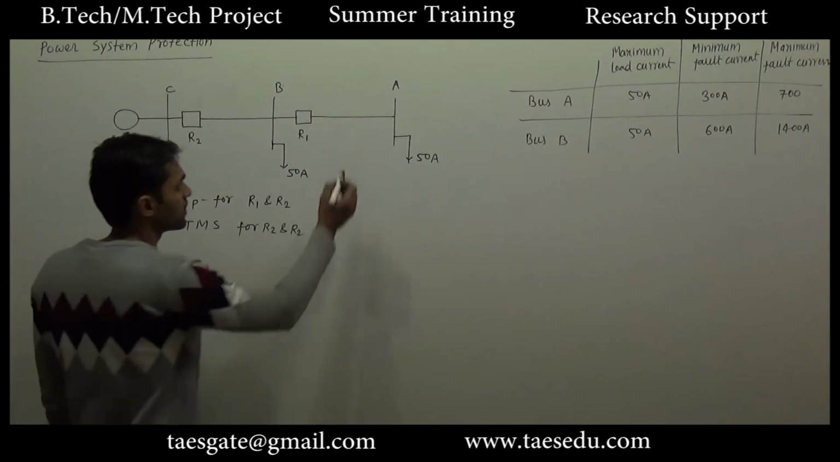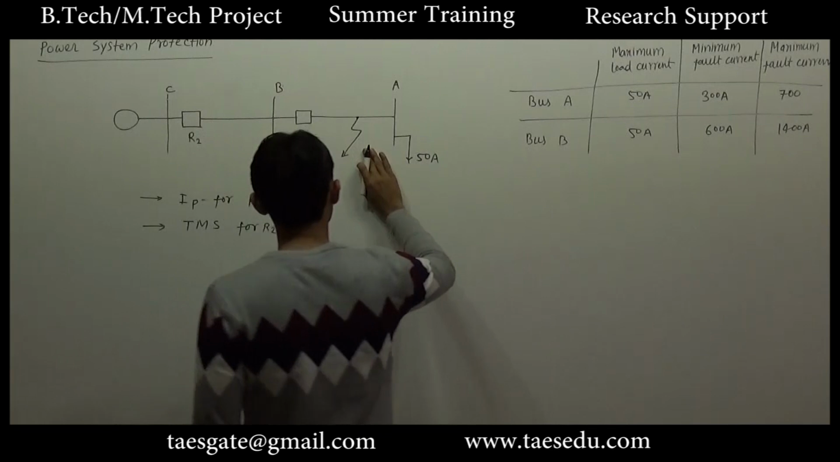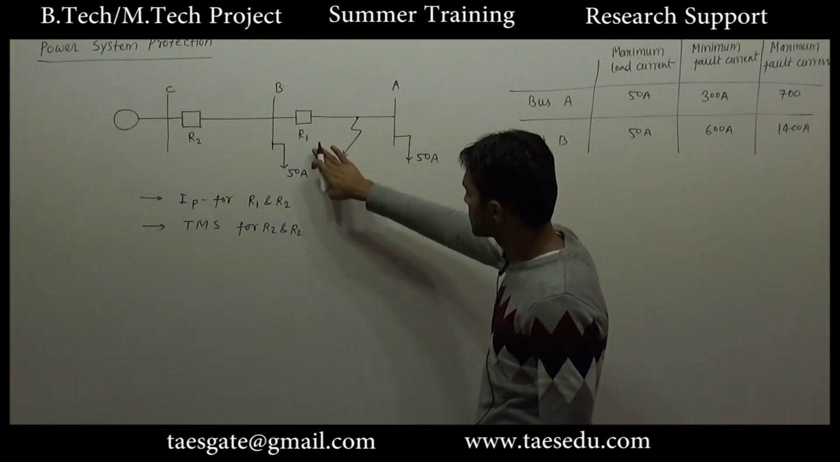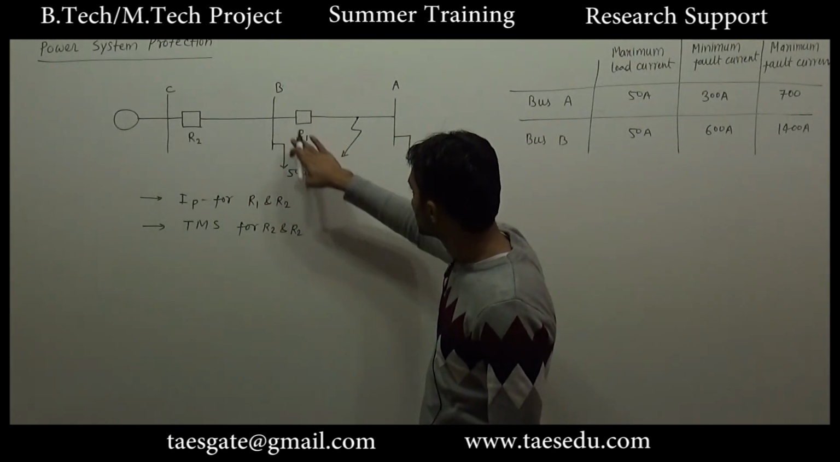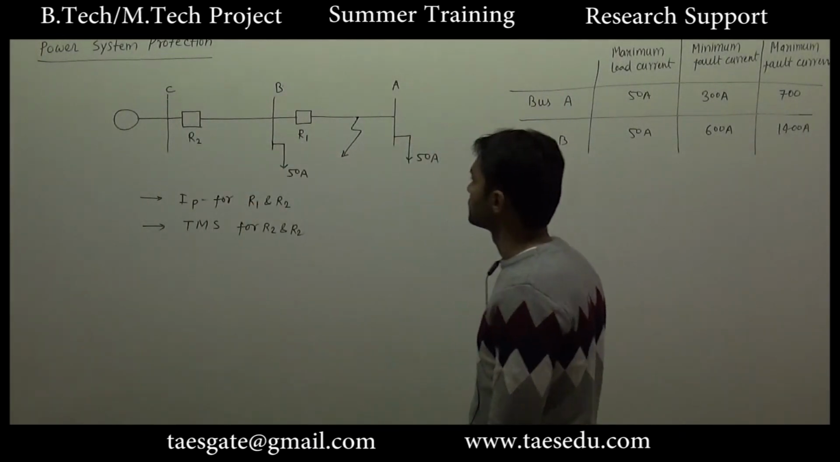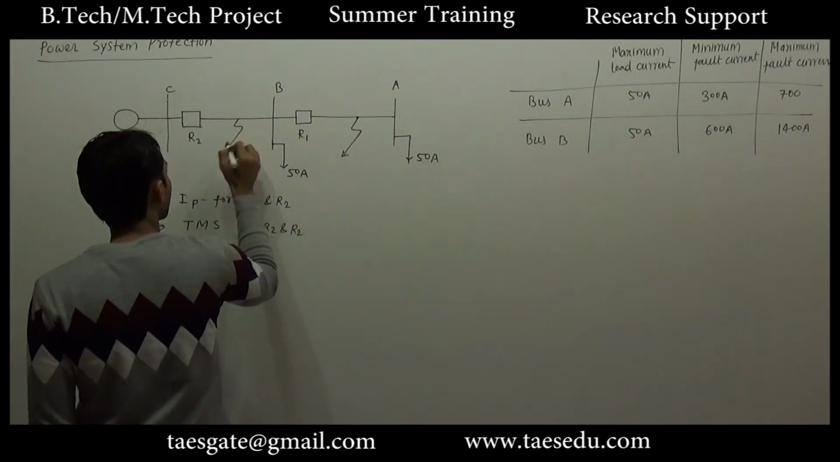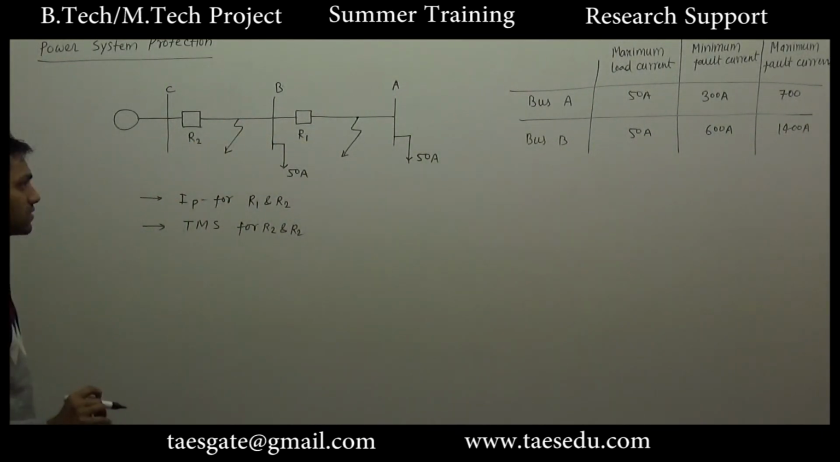We have to consider fault at this point. For this kind of fault, first we should wait for R1 to operate, and if R1 fails, then R2 must operate. And for this point of fault, only R2 can operate. Okay.